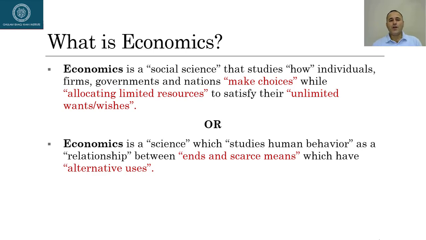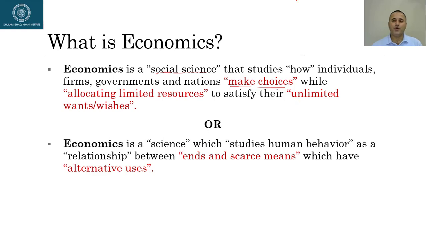Now, what is economics? Economics is a social science that studies how individuals, firms, governments, and nations make choices while allocating limited resources to satisfy their unlimited wants and wishes. So economics is all about making choices. But of course, we do not have unlimited resources. Everybody has a certain budget. In literature, we call it budget constraint.